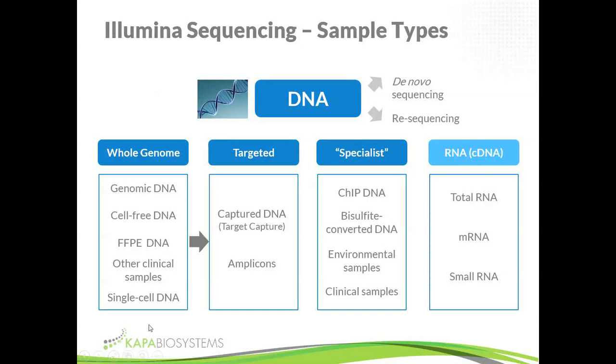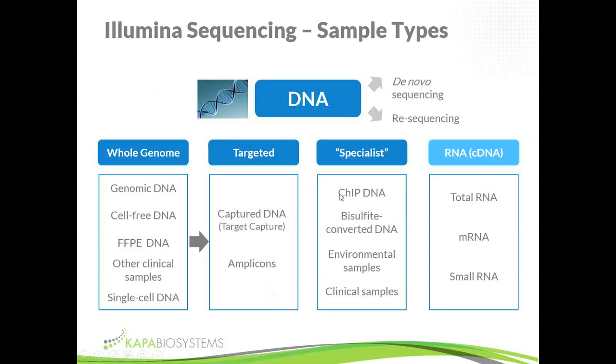From there, we can generate the material for targeted sequencing, either through what we call target capture. In that case, we'll make a whole genome library and then use a set of hybridization probes to just catch or select the DNA that we're interested in sequencing. Or we can use PCR and specific sets of primers to target the subset of DNA that we want to sequence.